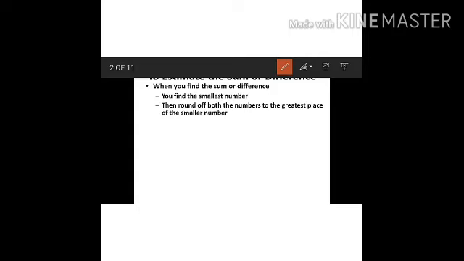Now let's do another example. Consider the numbers 742 and 28. Suppose we are finding the difference. We have to check the smallest number. Here 28 is the smallest number. How many digits are there for 28? There are only 2 digits. That means the greatest place is that of tens. So we have to round off both the numbers to the nearest tens.